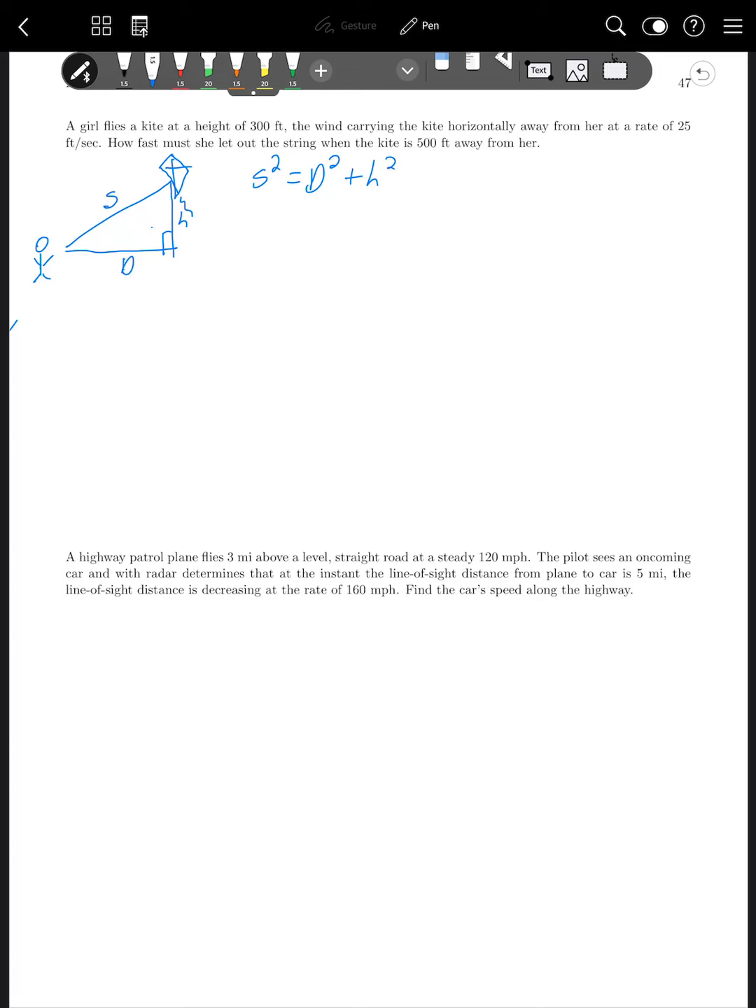Okay, and so we could go ahead and find the derivative of that, which is the same basic idea as the derivative we used earlier. The derivative of this is 2s ds/dt equals 2d dD/dt plus 2h dh/dt. Okay, and in this case, we want to know how fast must she let out the string when the kite is 500 feet from her. So we want to know this variable, ds/dt, so divide both sides by 2.